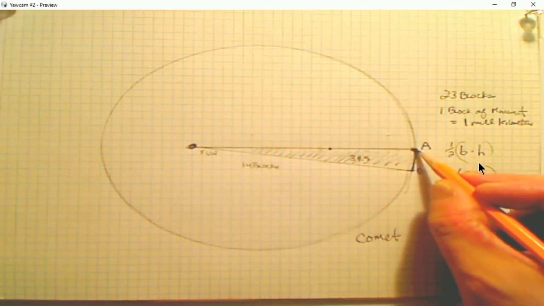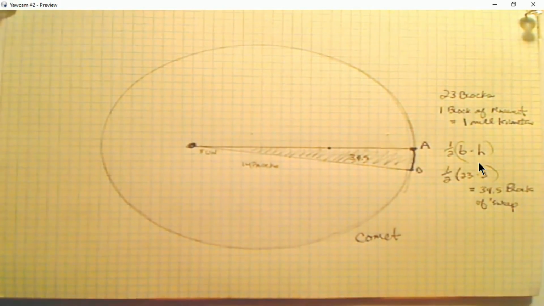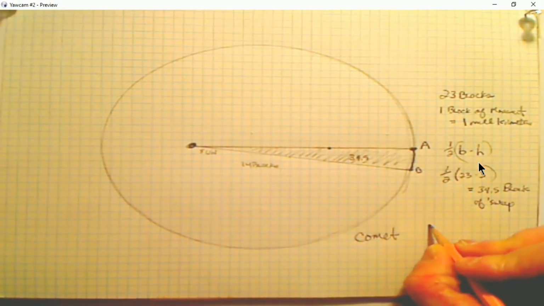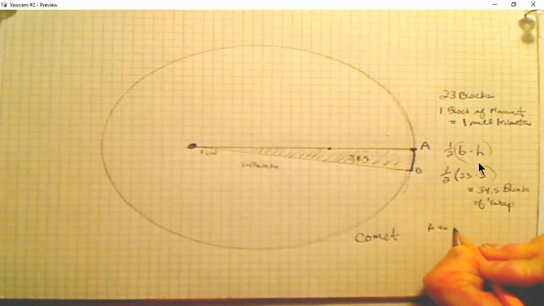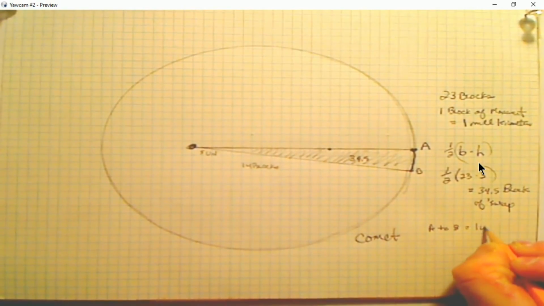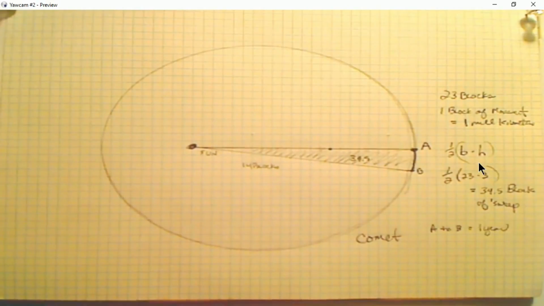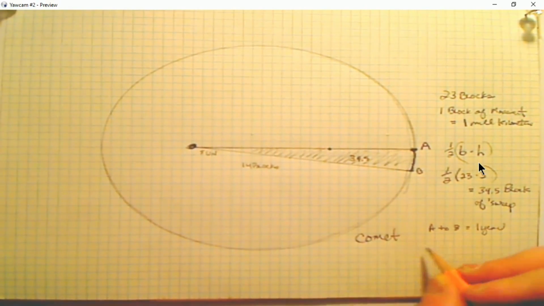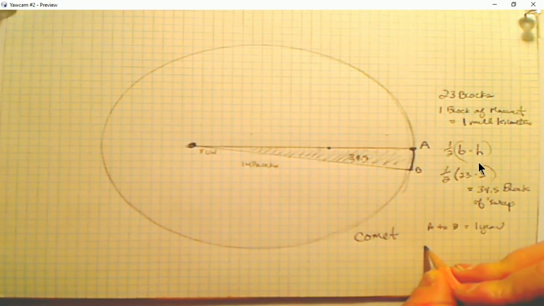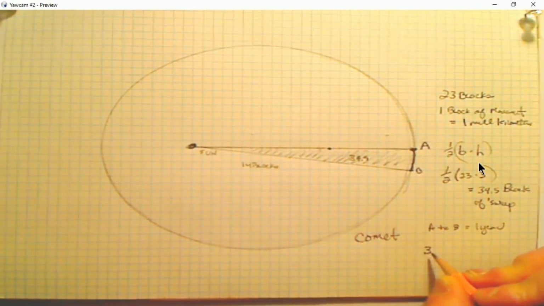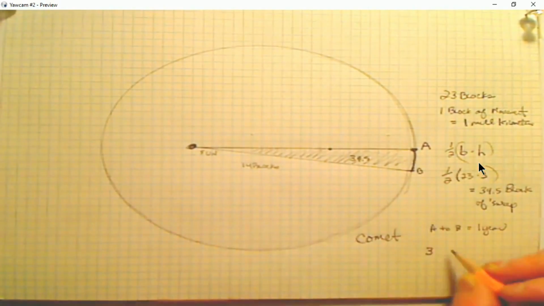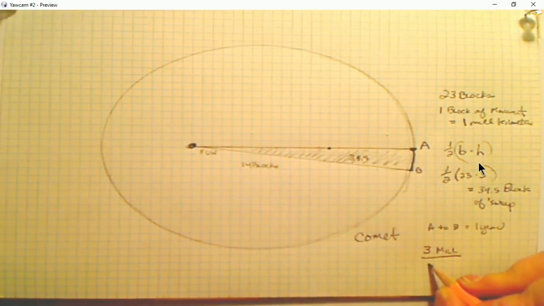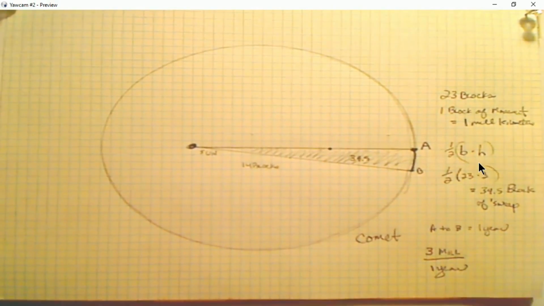We traveled from A to B. Let's say that's 1 year. From A to B is 1 year. So I can get my speed pretty quickly because I did that 3 blocks, 3 million kilometers in 1 year. So that's my speed.